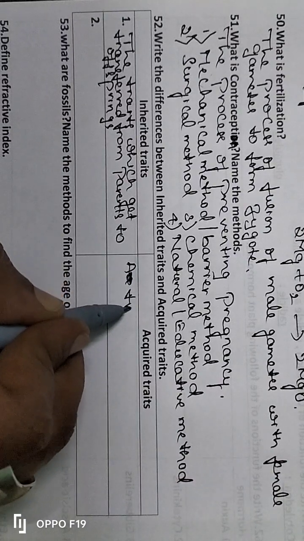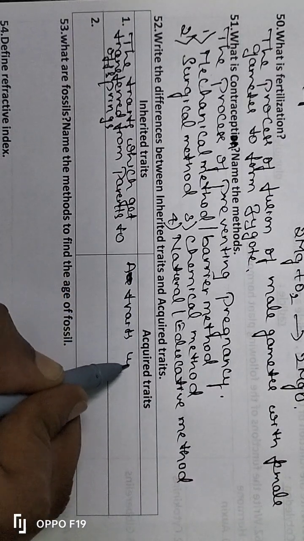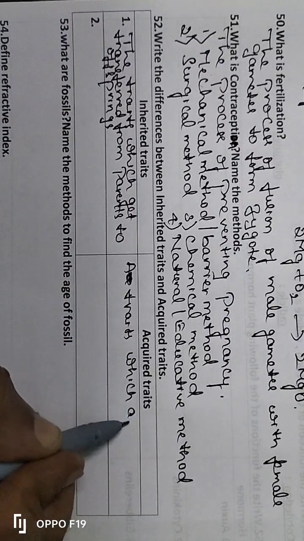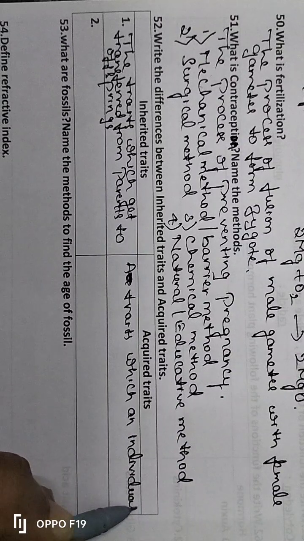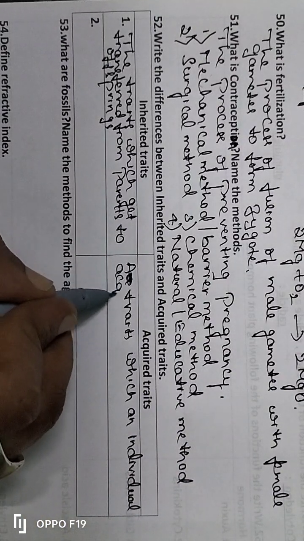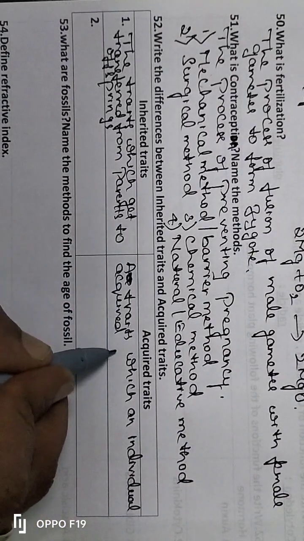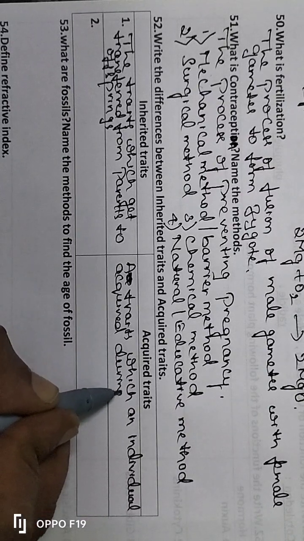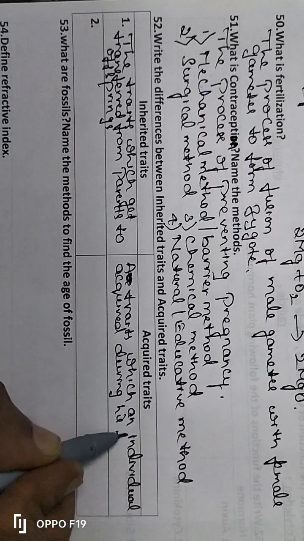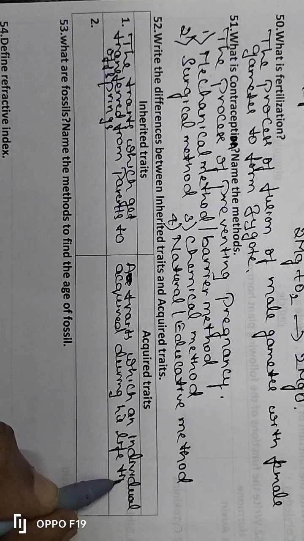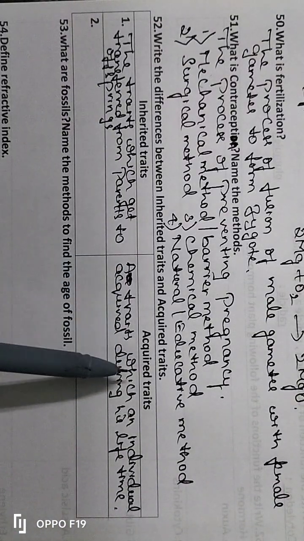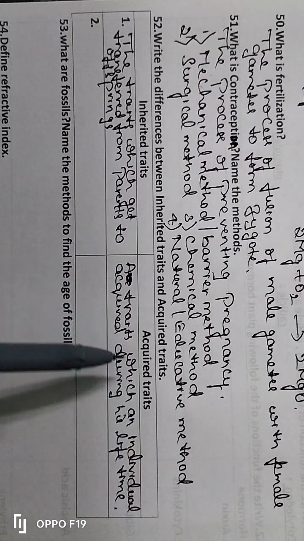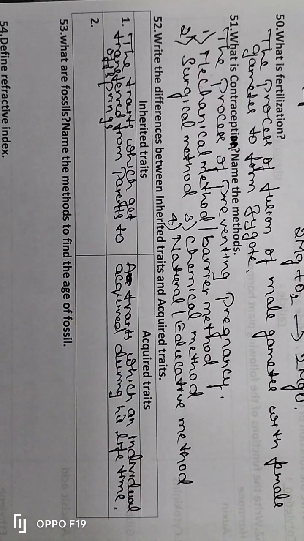which an individual acquired during its lifetime. So that is called acquired traits. So what are acquired traits? A trait which an individual acquired during his lifetime is called acquired traits.